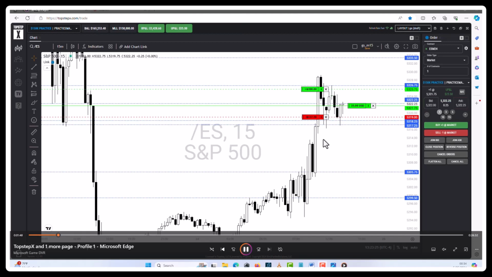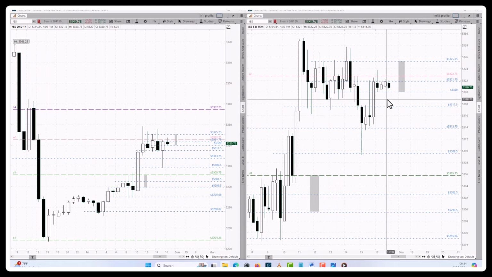See that right there? It did go to that level right there. Yes, stop right there. So it did go to the level right here, which is 25. It hit that level. Our target was just a little bit beyond it. That's the mistake we made. We should have targeted the equal high right here.